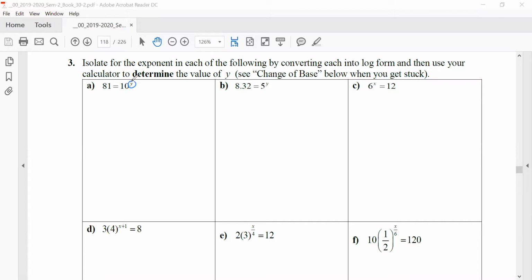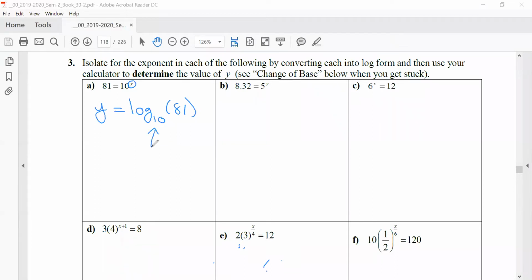If I can't make the bases the same, now I turn it into an exponential or a logarithm. Well, since I'm already in exponential form, I'm going to turn it into a logarithm, right? So base stays the same, log base 10, the other two parts switch. The y goes where the 81 was, and the 81 goes inside my logarithm. That's called the argument of the logarithm. So we have y is equal to log base 10 of 81. Now, you can actually stick that in your calculator.